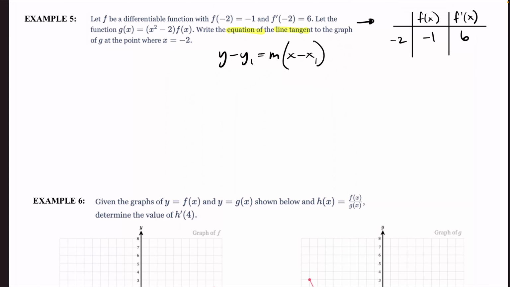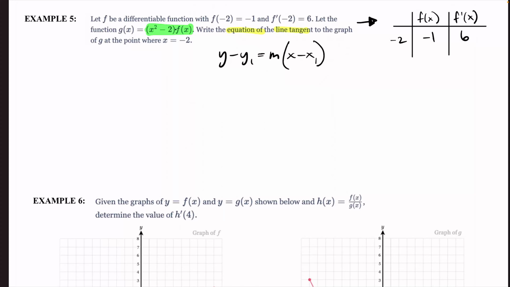Do you have to do that? No, but that's what I do. It's the same type of problem, just they didn't give you a table. Okay, they have g of x though. They said g of x is this guy here. X squared minus 2 times f of x, right?